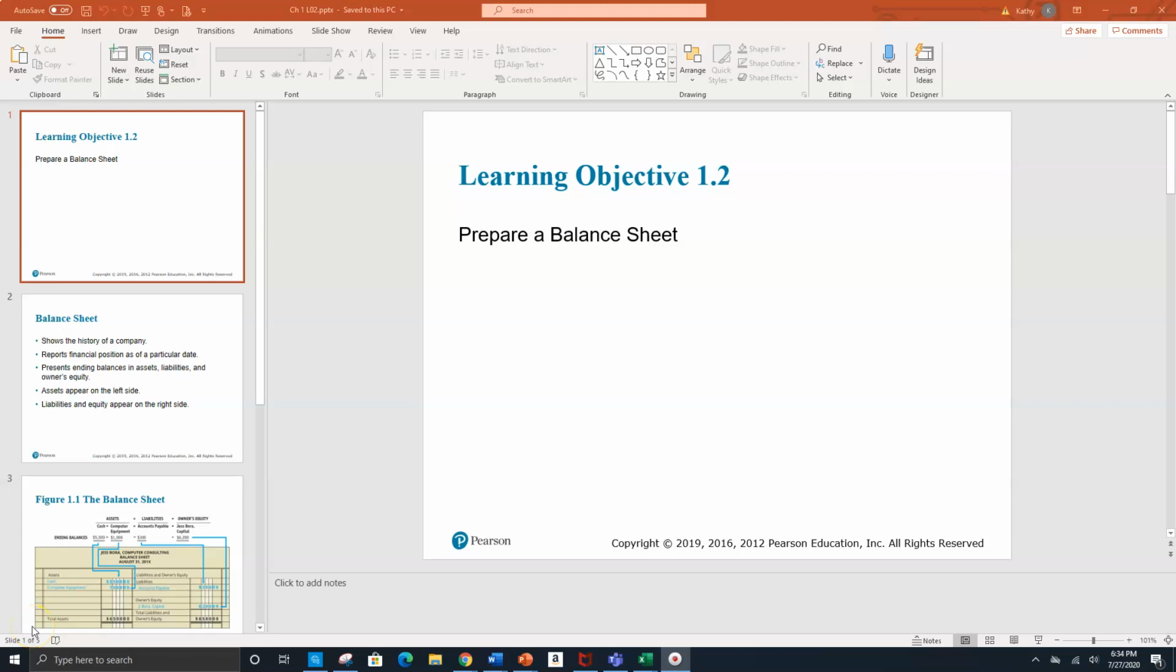Hello, we are still on Chapter 1, Learning Objective 1.2, Prepare a Balance Sheet. So this is an important financial statement, the balance sheet, that you need to know and that we will use probably in almost every chapter of this book. So it's very, very important, and it follows the accounting equation.